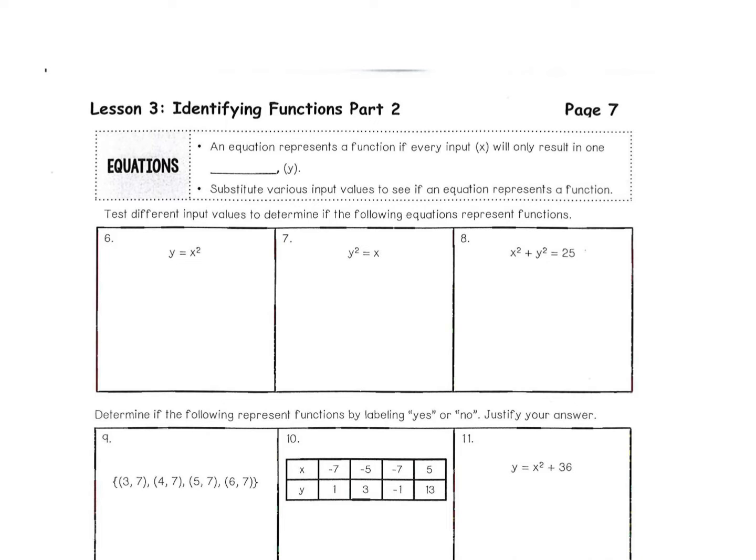Hello, today's lesson is Identifying Functions Part 2. Yesterday we talked about how to identify functions in graphs and ordered pairs and in tables. And today we're going to focus on equations.